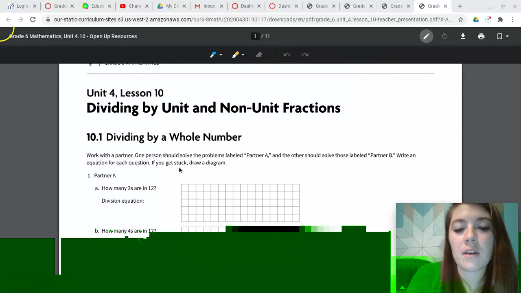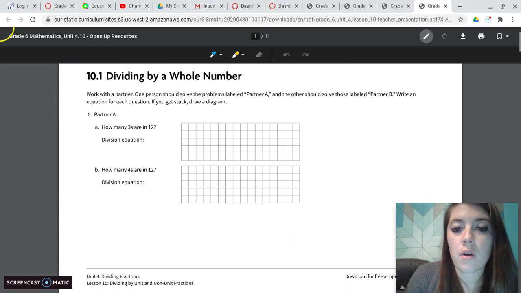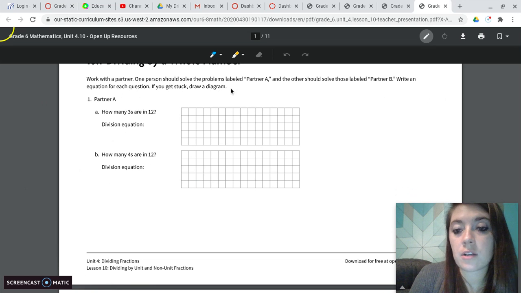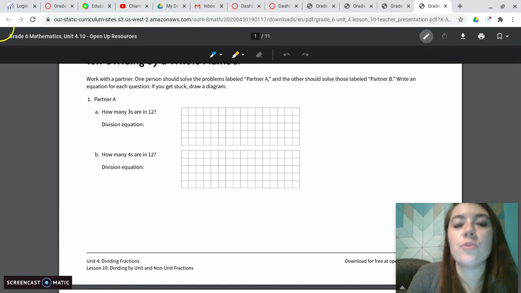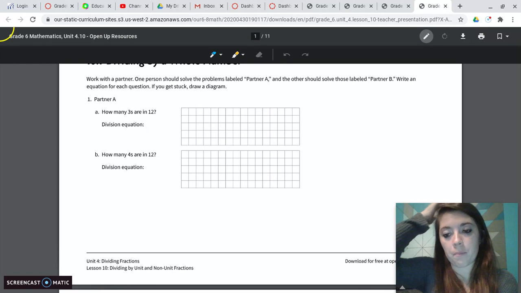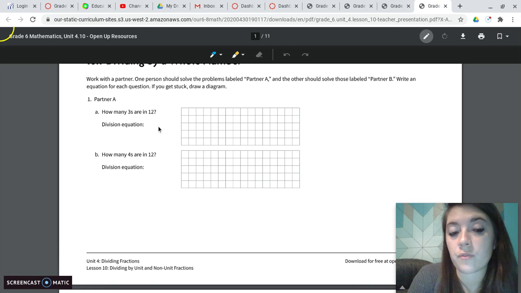All right, so obviously we're not working with a partner, but we're going to solve all of these together. So write an equation for each question. If you get stuck, draw a diagram, which means you do not have to draw a diagram if you're fine with figuring it out otherwise. I'll be doing both just to help those of you who like the diagram versus those of you who don't. So we have, how many 3's are in 12?